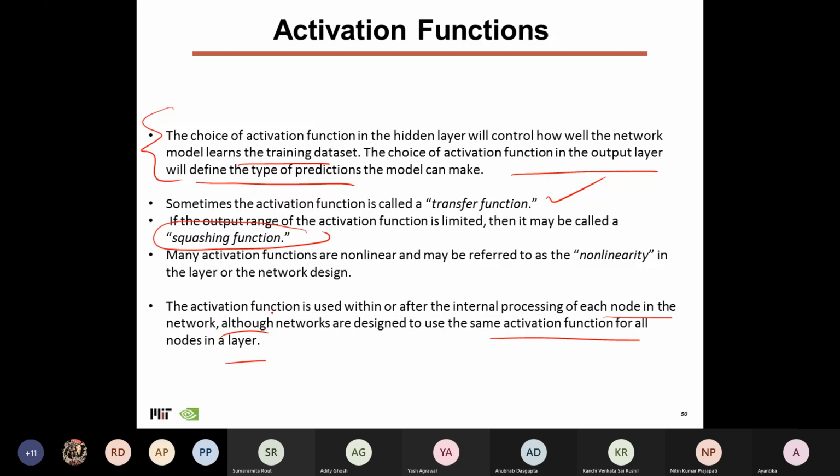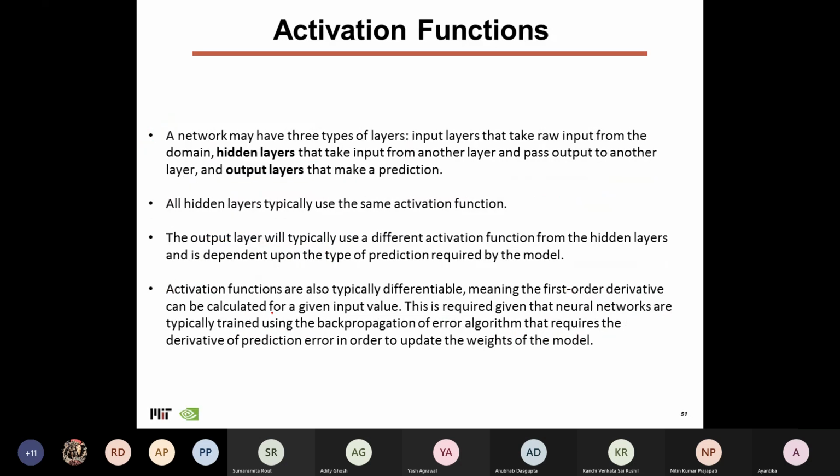Basically, a node, if you remember, we already discussed, is mapping the features. All hidden layers typically use the same activation function, and the output layer will typically use a different activation function from the hidden layers, depending upon the type of prediction required by the model.